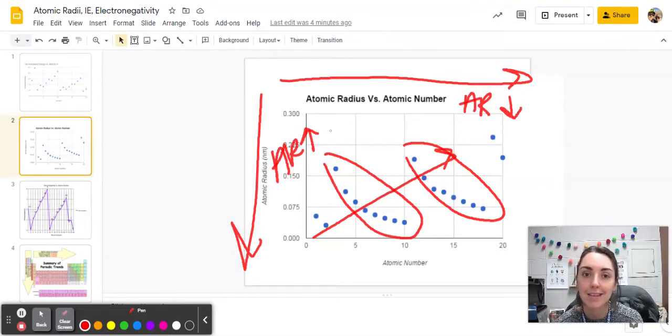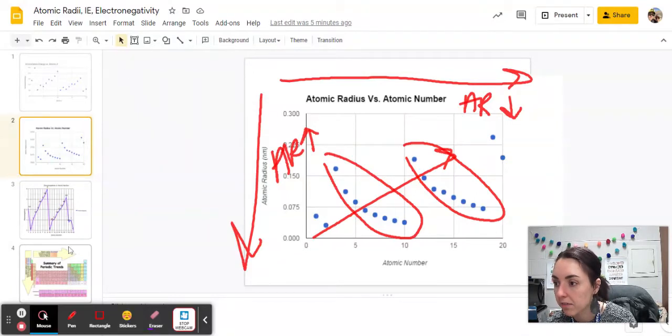That means that we're adding energy levels, right? We know when we go down, we add energy levels, and that makes the atom bigger. As we go down the periodic table, we're moving out with the atom adding more energy levels. Our electrons are moving further from the nucleus, so that makes a bigger atomic radius. So going across, more protons pulls the electrons in. Going down, more energy levels builds the atom out.